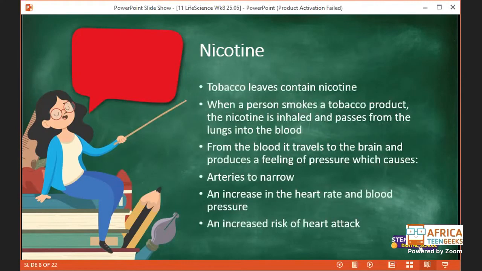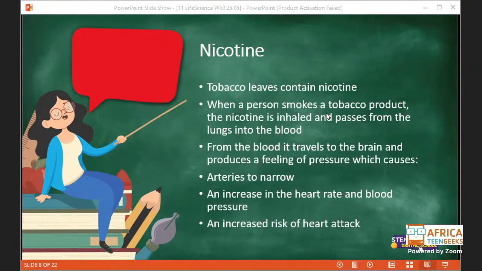Tobacco leaves contain nicotine. When a person smokes a tobacco product, the nicotine is inhaled and passes from the lungs into the blood. From the blood, it travels to the brain and produces a feeling of pleasure, and it also causes arteries to narrow, causes an increase in the heart rate and blood pressure, and an increased risk of a heart attack.